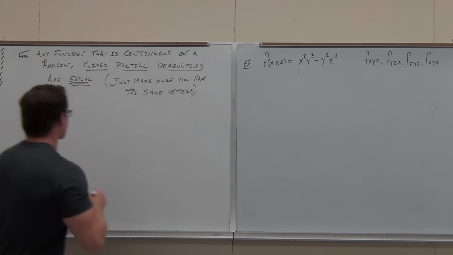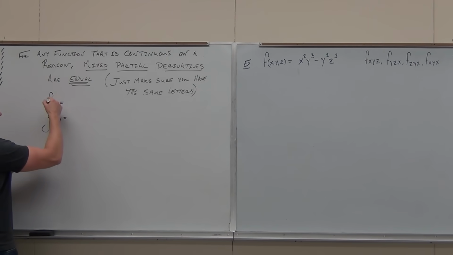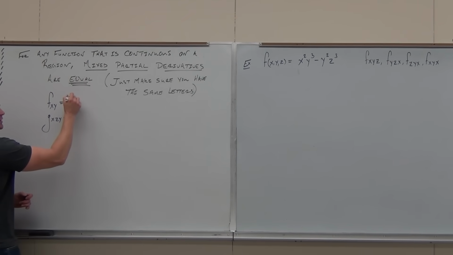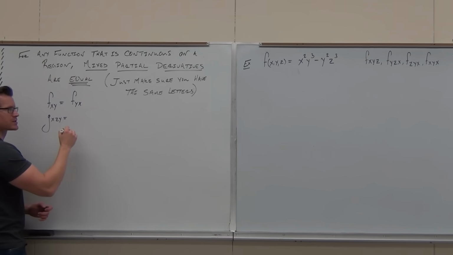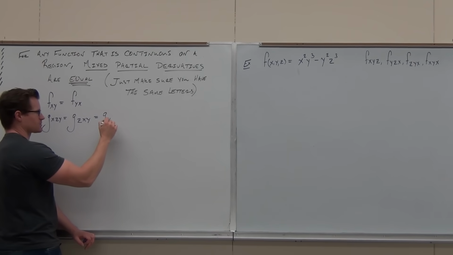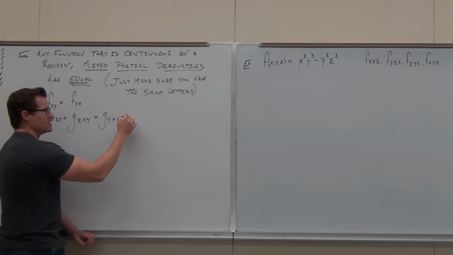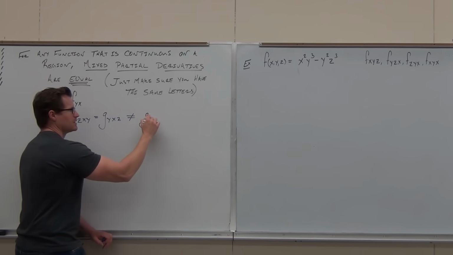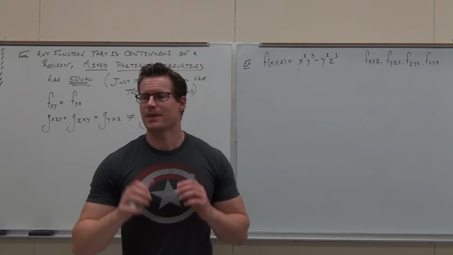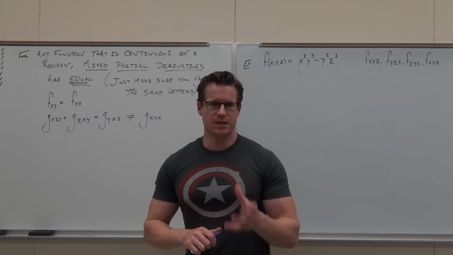What that means is if I take the partial derivative of f with respect to x then y, that is going to be the same as the partial derivative of f with respect to y then x. It will be the same. This would be the same as zxy, which would be the same as y, x then z, but it's not the same as x then y then x. As long as you have the same letters, any mixed partial derivative will be equal.